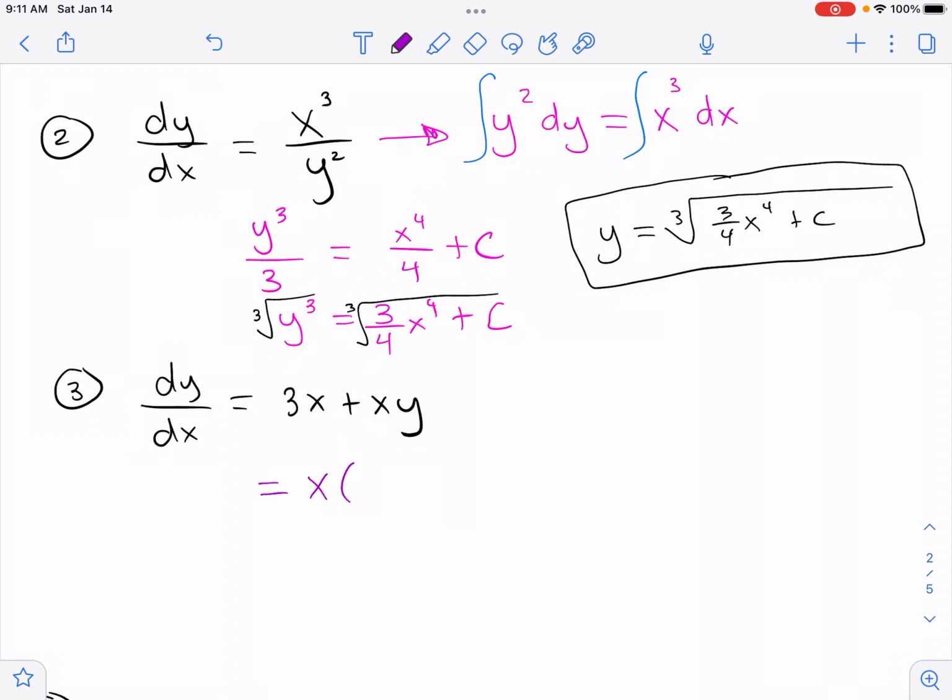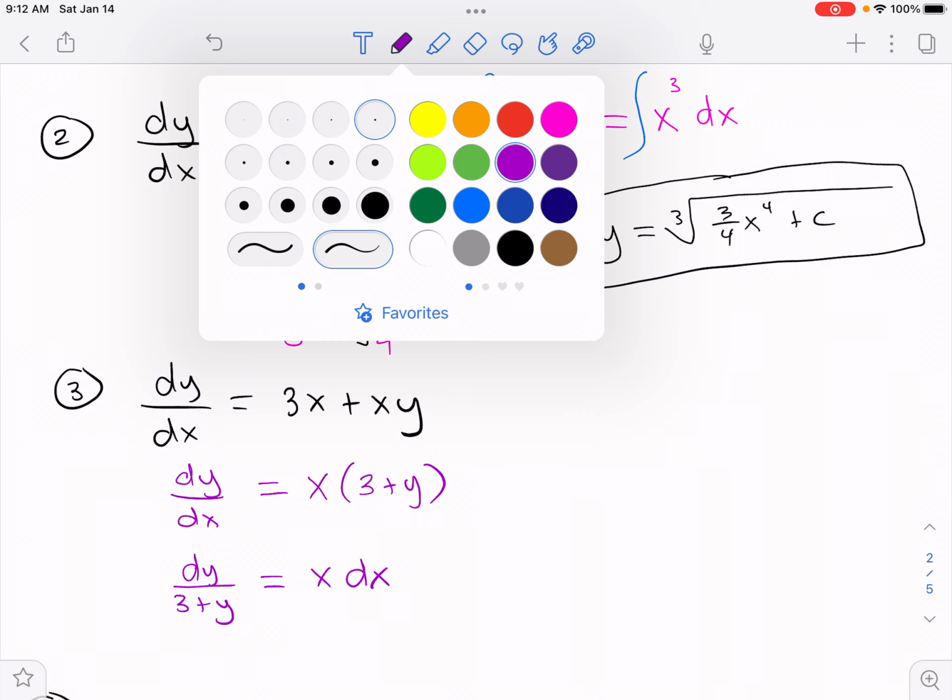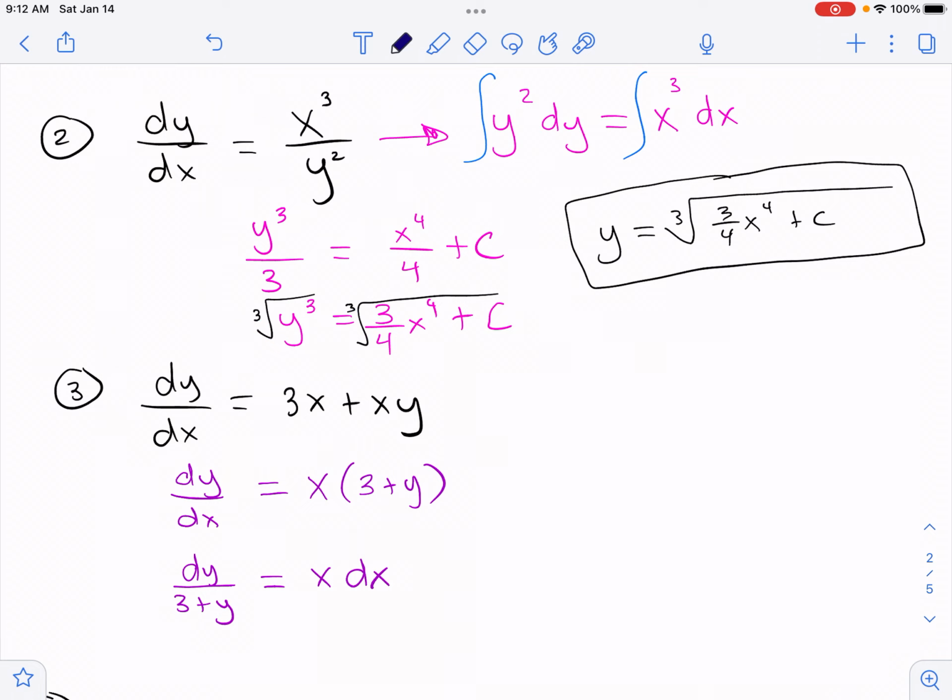So I can factor out an x to leave behind this 3 plus y. That's what you need to do first. Now you can actually separate the x from the y terms. So now you have to divide by 3 plus y and multiply by dx to make it look like this. Just note this process alone, if you at least get here, I would give you, or the College Board as well, would give you some credit. The separation of variables itself is a skill that gets rewarded with some points.